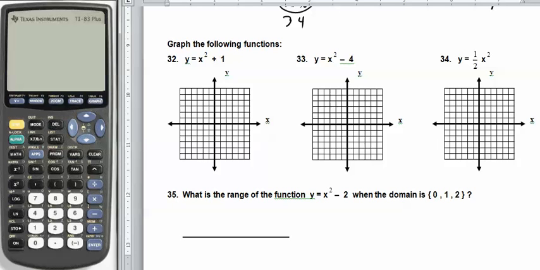Alright, this video is getting kind of long, so we're going to move it along here. So graph the following functions. You can do this with a calculator, it's okay, but you need to do it carefully. There's a couple things we need to do.